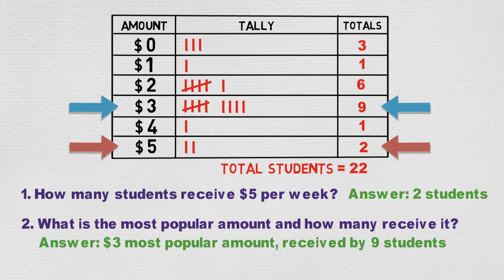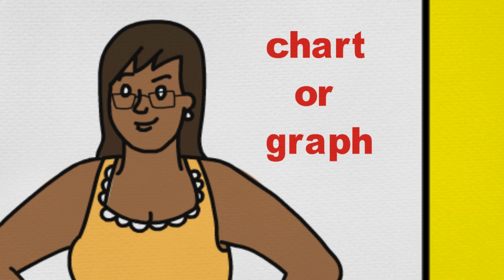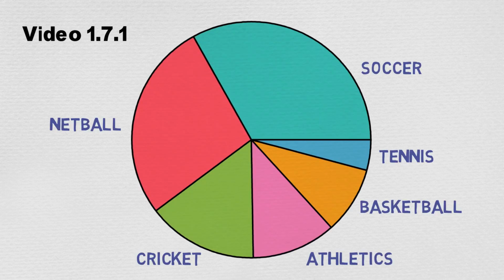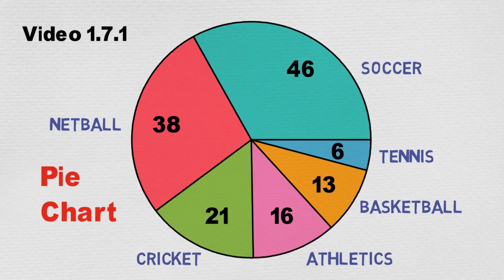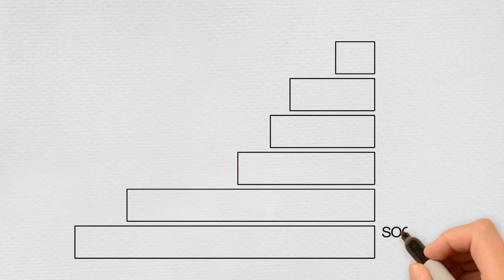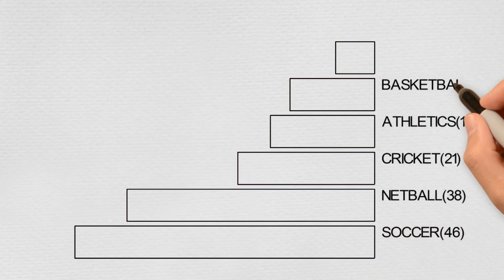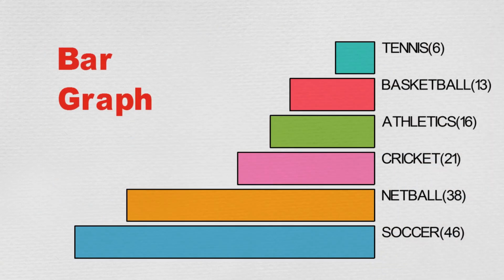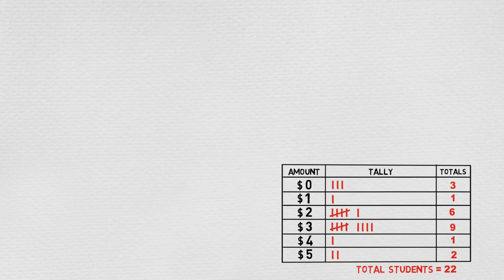Mrs. Masters then explained that data received from surveys is often displayed using some kind of chart or graph. In video 1.7.1, we looked at a pie chart, which looks like this, and also a bar graph, which looks like this. But this time, the teacher wanted to use a picture graph to present the data.